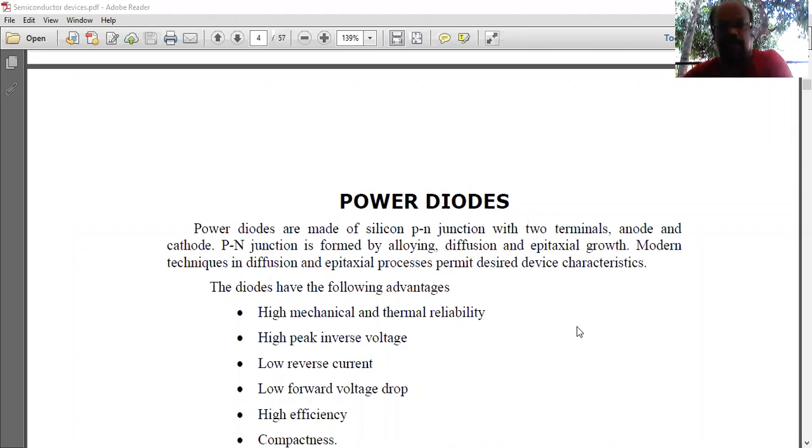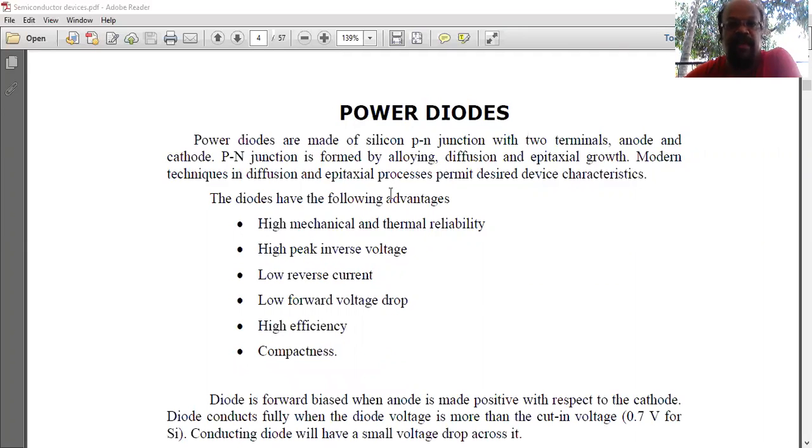So it is a PN junction. Basically, it is a PN junction diode formed by alloying, diffusion or epitaxial growth. Mainly the diodes have the following advantages. What is a very important advantage? High mechanical and thermal reliability. So for a certain amount of power, we can rely on this device. It has very high thermal and mechanical reliability. It also has a very high peak inverse voltage, that is a very important one, and very low reverse current only.